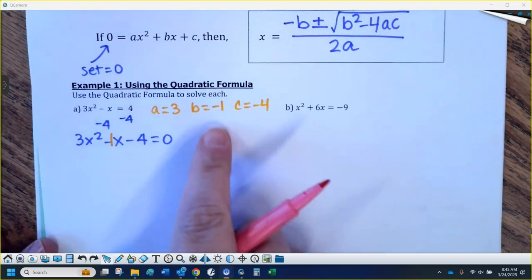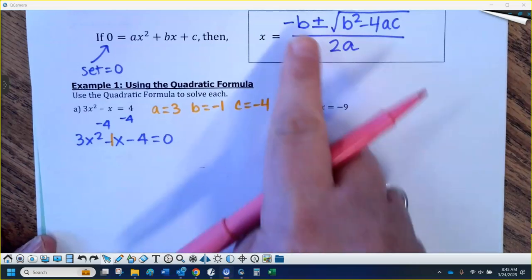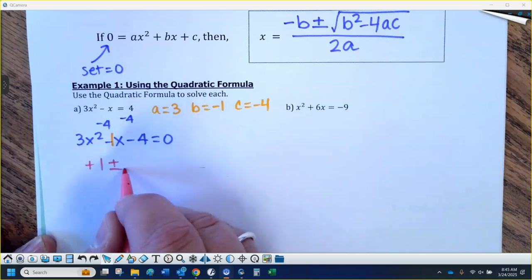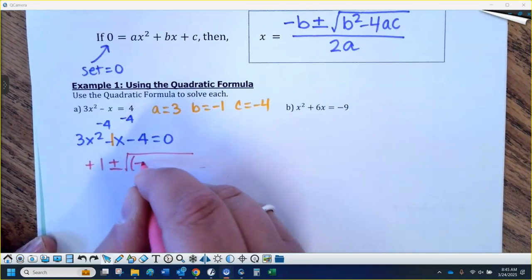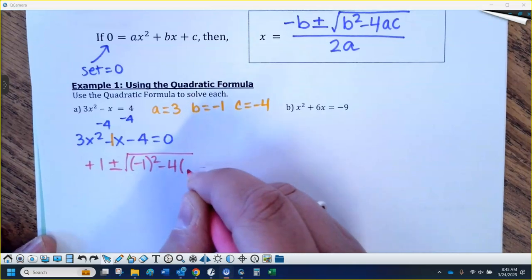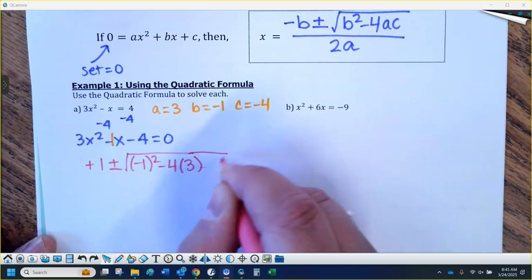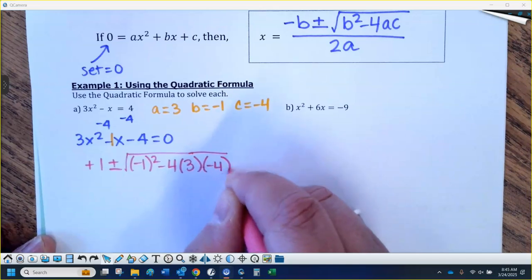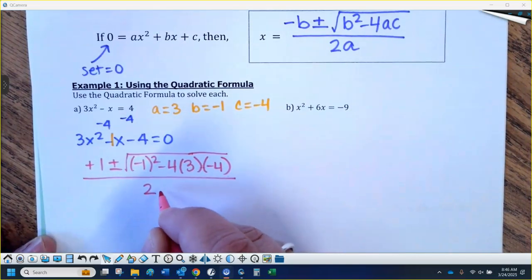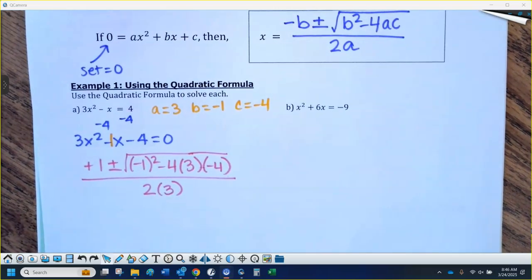Okay, now my b value is negative 1. So opposite of b would actually be positive 1, plus or minus the square root. B squared would be negative 1 squared, minus 4 times my a value, which is 3, times my c value, which is negative 4. Whole thing over 2 times the a value, which would be 2 times 3 for this question.